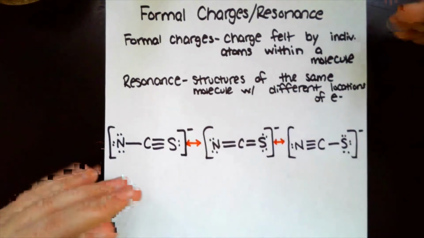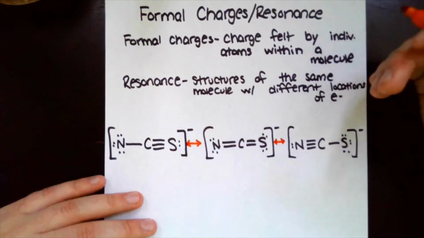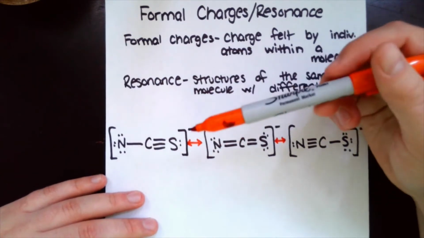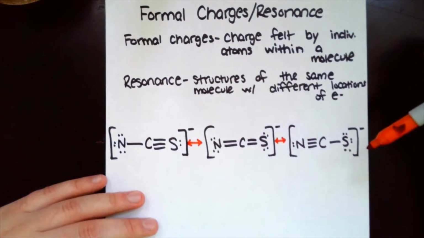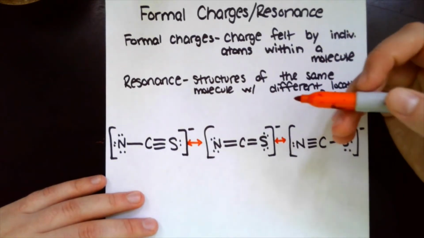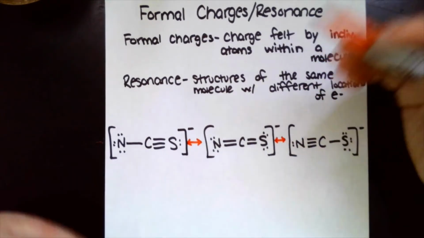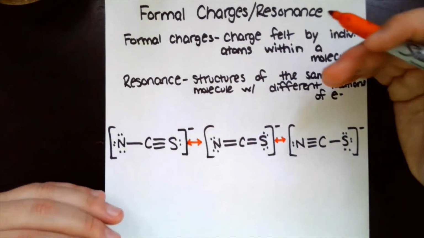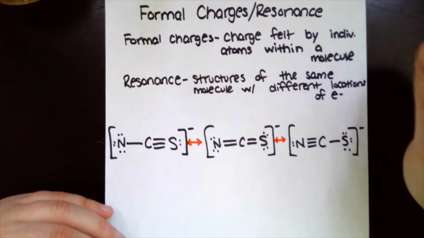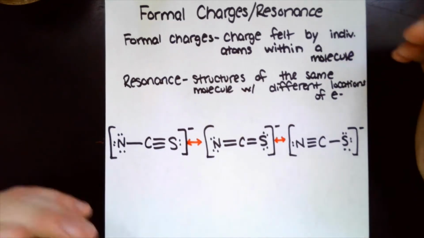Now, when I say hybrid average, what do I mean by that? Well, basically it's a weighted average. So we have three different resonance structures here, but they don't always contribute to the overall structure perfectly evenly. Sometimes you have a more favored structure than others. And in order to figure out the most favorable structure, you have to know the formal charges.